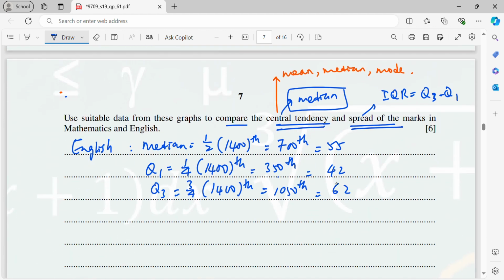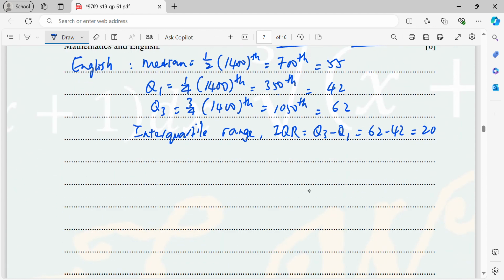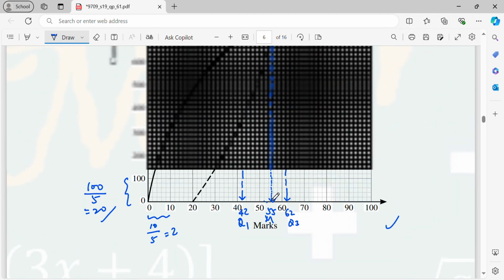That means the interquartile range, IQR, is Q3 minus Q1. That is 62 minus 42. Then I will get 20 for the English marks. Now repeat all this calculation for math, right? So for median, it will be again data number 700. Then now just read from the graph.